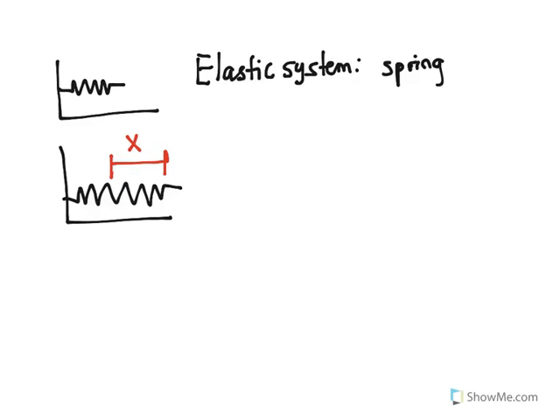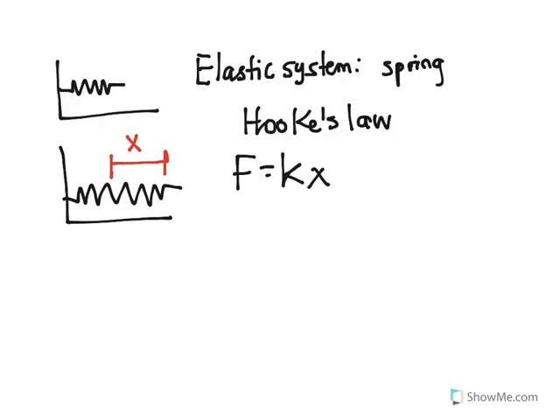A spring is an elastic system. This elastic system is a system that is deformed by a force. The force in order to deform this spring is given by Hooke's law, which states that the force is proportional to the deflection or the deformation. We have a constant of proportionality, which is the elastic constant K, given in Newton per meter.